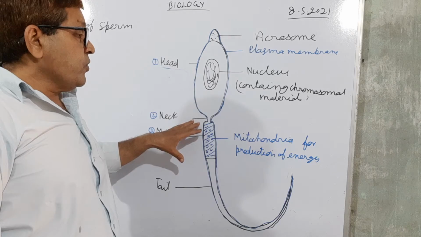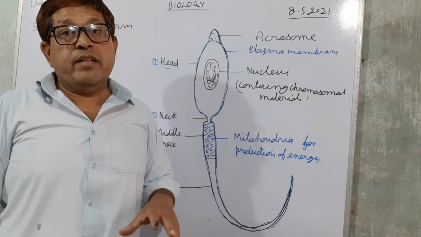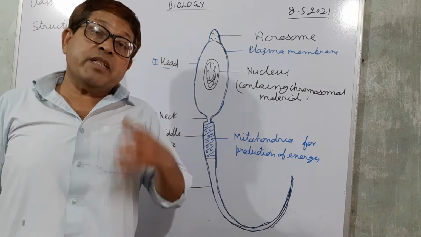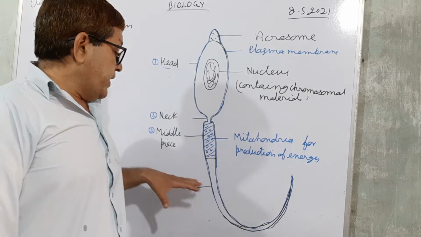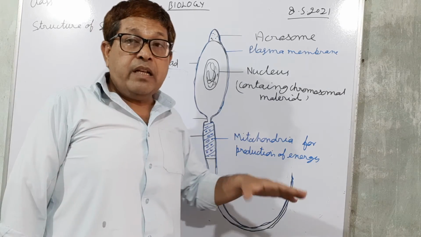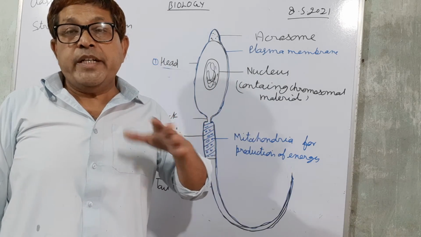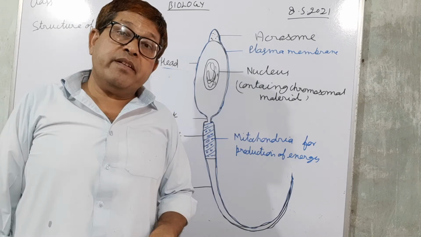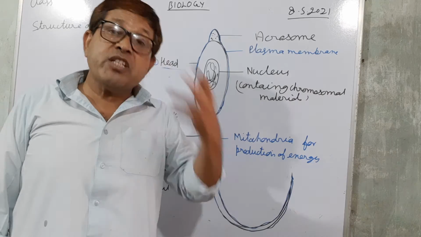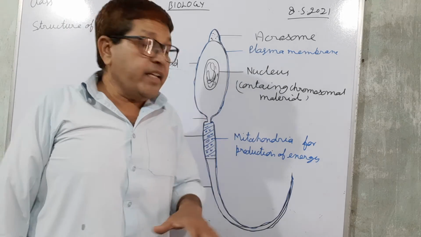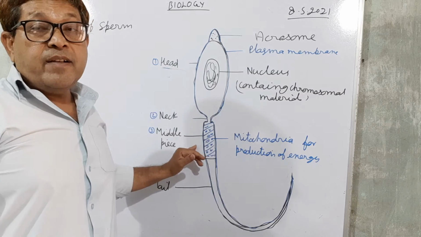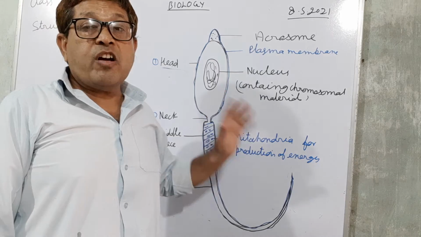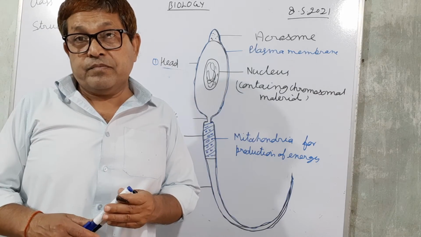The middle piece, as you know, contains a large number of mitochondria. These mitochondria help in the production of energy. With the help of the tail, the sperm moves, it swims, and for swimming it needs a huge amount of energy, and this energy is produced by the mitochondria present in the middle piece of the sperm.